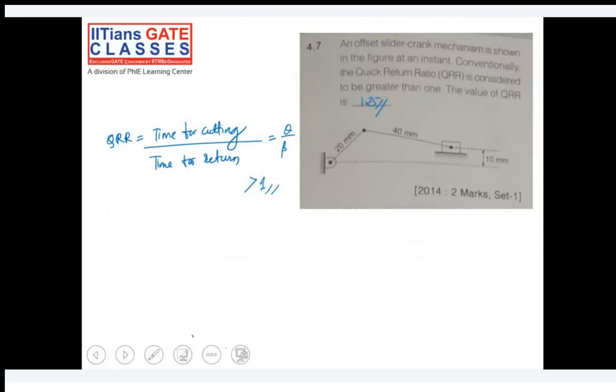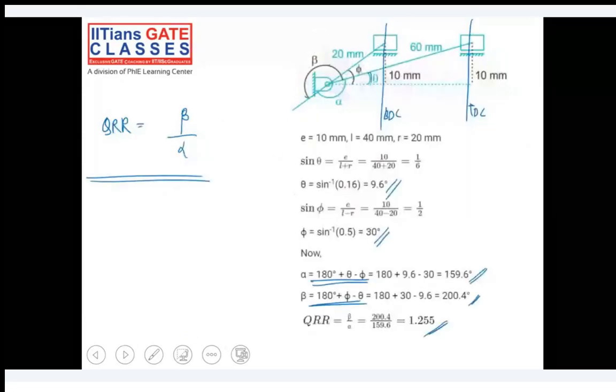Take one more question on this slider crank mechanism. And we are connecting it, as the crank is rotating with uniform angular velocity, in radian per second, in the counterclockwise direction.